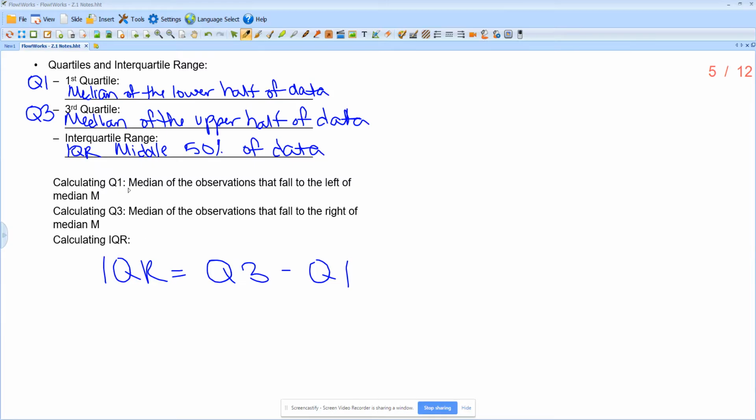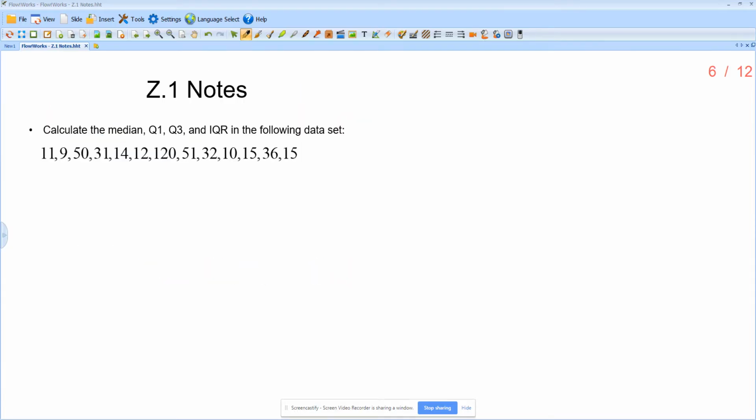So again, calculating Q1, you're just going to take the median from the left. Calculating Q3, you're going to take the median from the right. We'll do this in the examples pretty quick. I'd recommend just giving it a try on your own first.